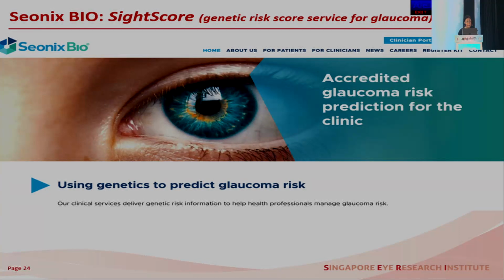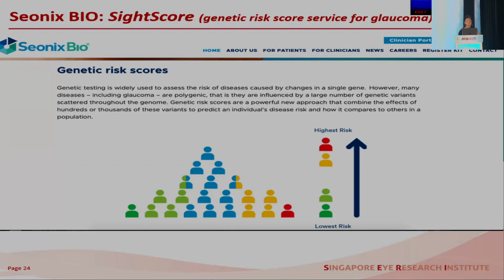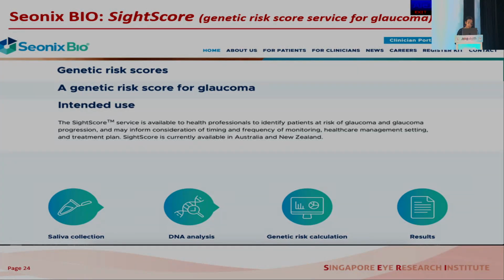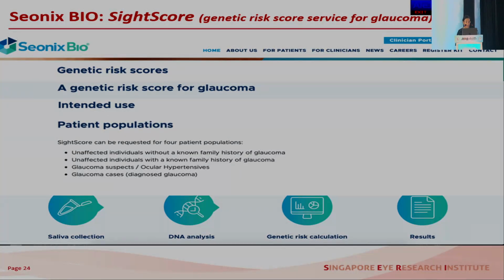So this is a company that provides a service for generating a polygenic risk score, which is called the Seonix score. And currently, it is available to healthcare professionals only in Australia and New Zealand. And the population for which it can be requested are unaffected individuals with or without family history of glaucoma, glaucoma suspects or ocular hypertensives, as well as confirmed cases of glaucoma.